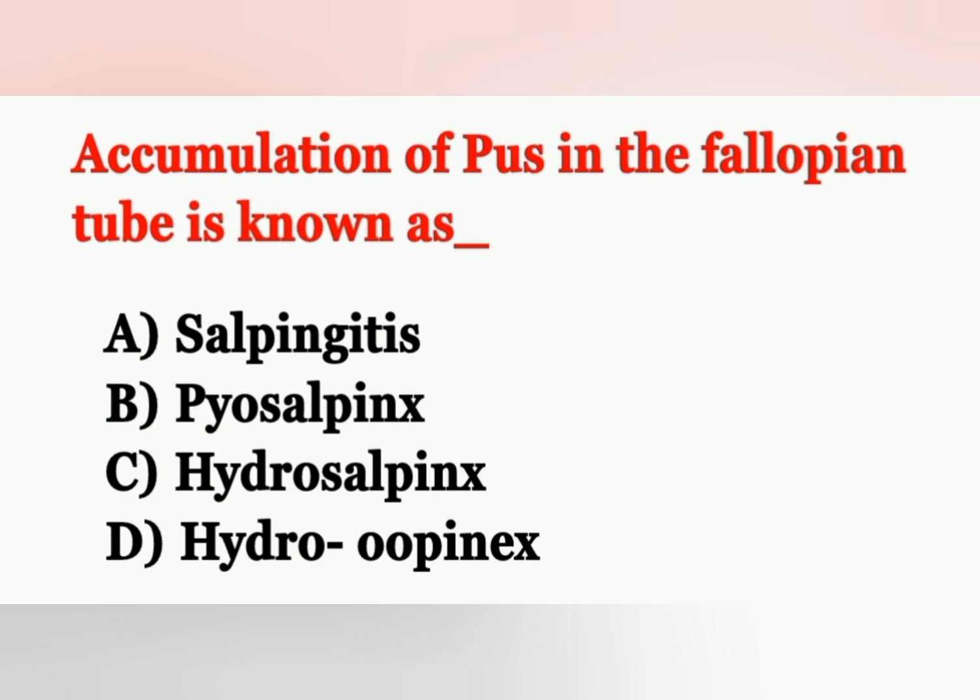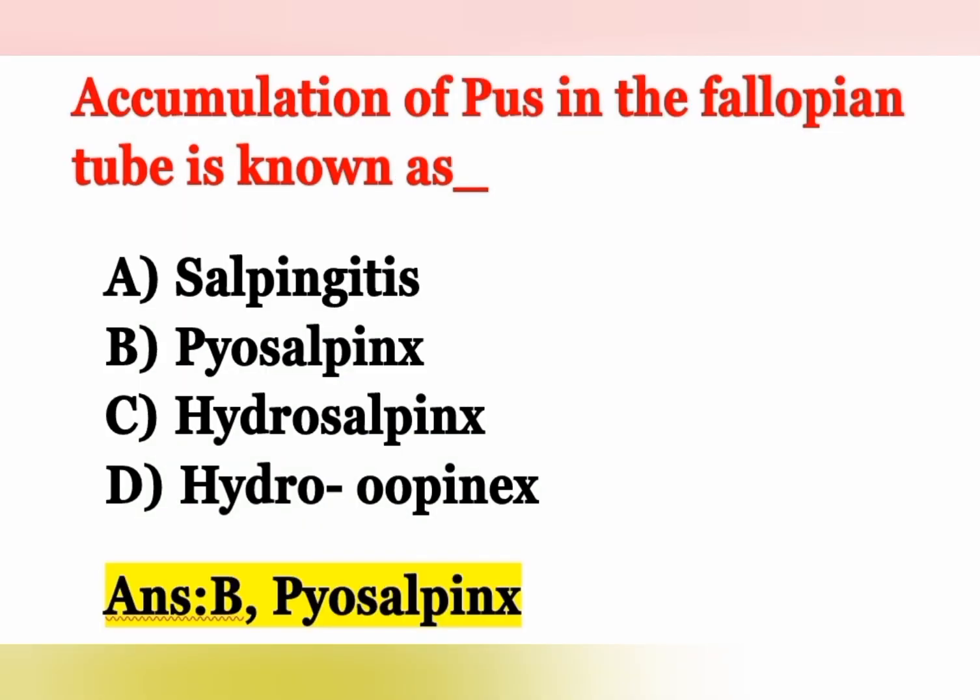And the next question, accumulation of pus in the fallopian tube is known as. Options: option A salpingitis, option C pyosalpinx, option D hydrosalpinx. Accumulation of pus in the fallopian tube is known as pyosalpinx. Pyosalpinx means pus formation in the fallopian tube. Salpingitis means inflammation of the fallopian tube, and hydrosalpinx means accumulation of water.